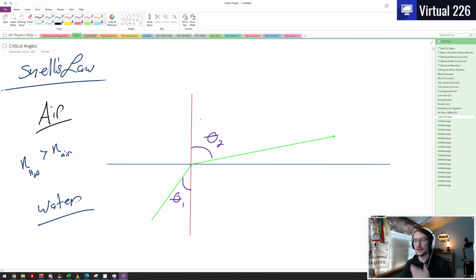This also makes sense because if we went the other way on this, if we came in from the right, we'd bend towards the normal for Snell's law. That's what we saw in our last video. We're just going the opposite direction, okay?